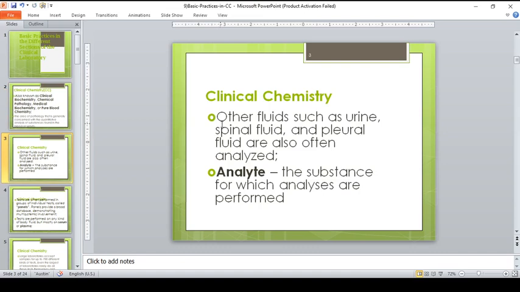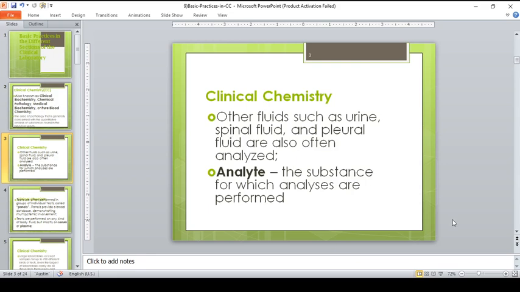Not only serum or whole blood, but samples such as urine, spinal fluid, and pleural fluid are also analyzed, though on rare occasions. For urine, that is in creatinine clearance. In my experience, I haven't processed spinal fluid and pleural fluid in the clinical chemistry section yet.